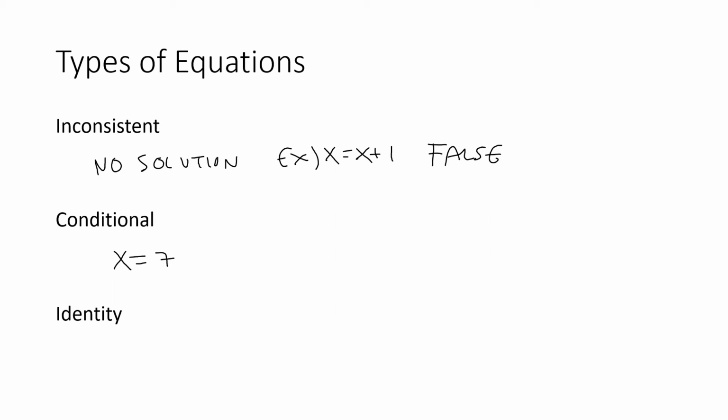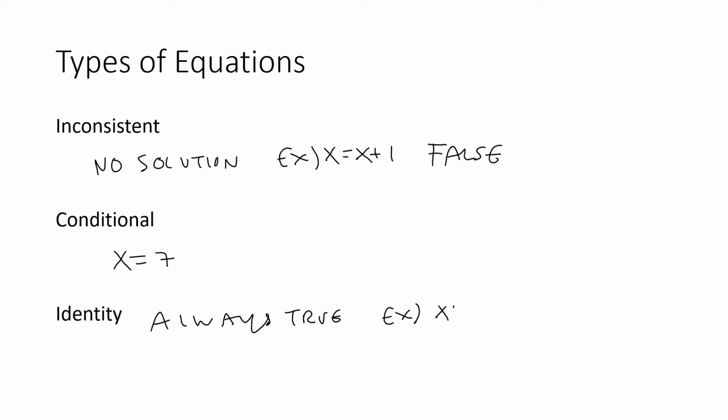And then last, we have an identity. An identity is always true. So it doesn't matter what value of x you plug in, you're always going to get a true statement.